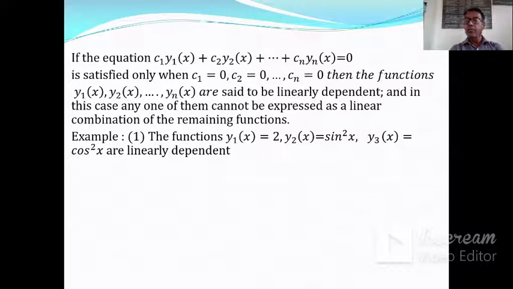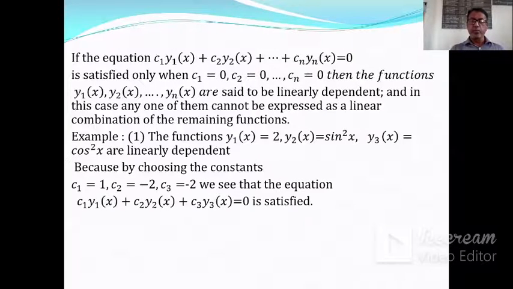If we are able to find these constants C1, C2, C3, then we can say that these three functions are linearly dependent. Now here in this example, if we choose C1 is equal to 1, C2 is equal to -2 and C3 is equal to -2, then all these three constants are non-zero simultaneously. They are not zero simultaneously.